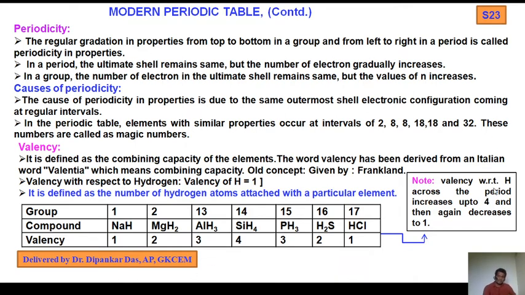Valency with respect to hydrogen across the period increases up to 4. Here hydrogen is 1, 2, how many hydrogen, 3, how many hydrogen, 4, here hydrogen 3, here 2, HCl 1. So with respect to hydrogen, the valency is 1, 2, 3, 4, 3, 2, 1. This is a very important note. With respect to hydrogen, we can find out the valency of the corresponding sodium hydride, magnesium hydride, aluminium hydride, silicon hydride, phosphine, hydrogen sulfide and HCl.